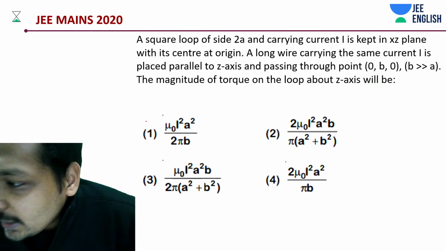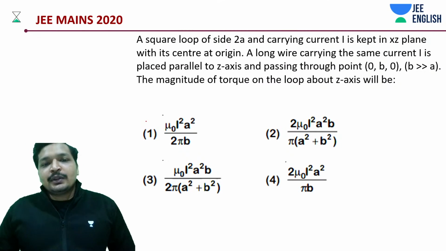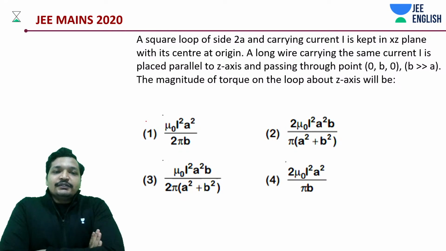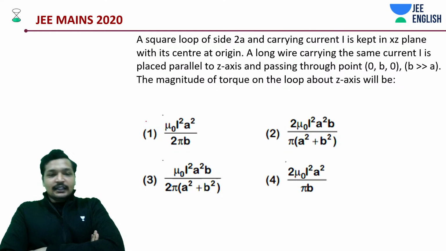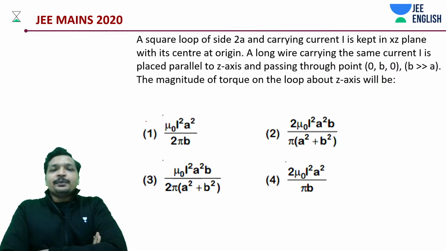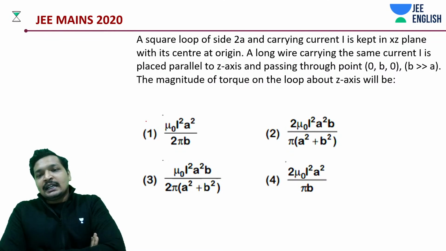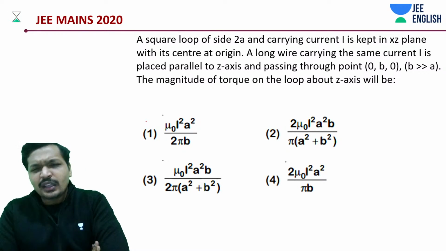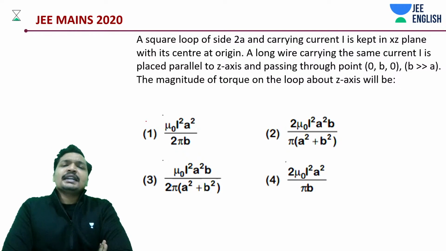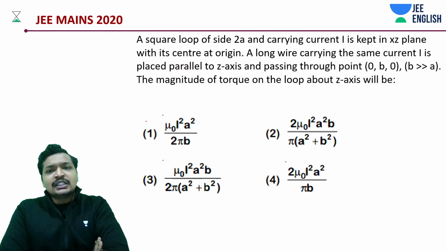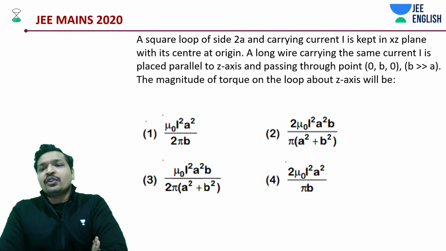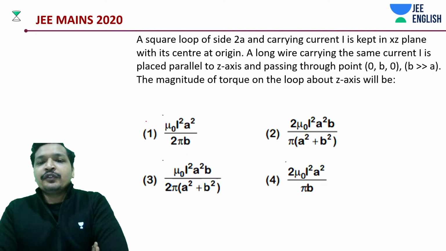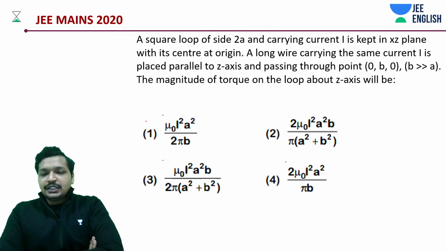Okay, then let's get into the next question. So this is again a simple question. What do we have? Nice question actually. A square loop of side 2a and carrying current I is kept in the XZ plane with its center at origin. Now a long wire carrying the same current I is placed parallel to the Z axis passing through 0, b, 0. The magnitude of torque on the loop will be how much?